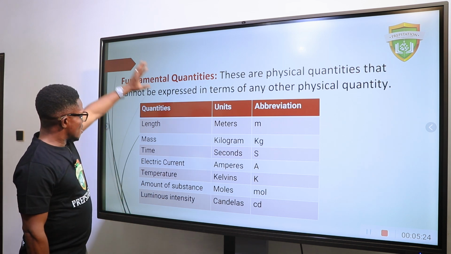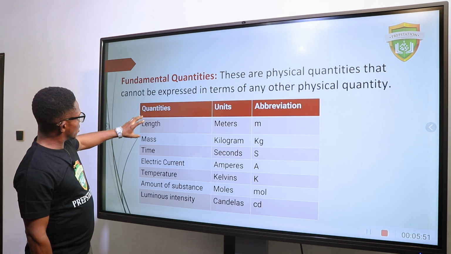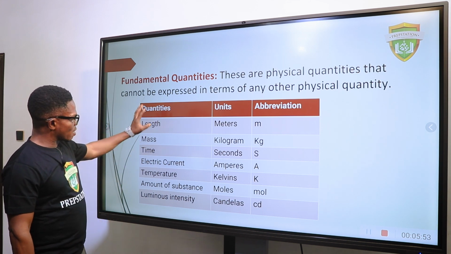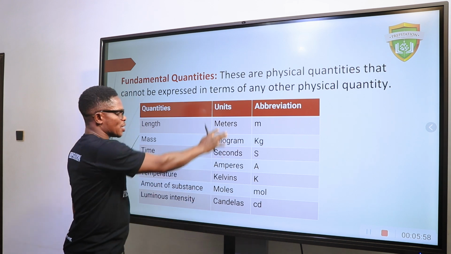So these are the standard fundamental quantities in science. Anywhere you go all over the world, these are the basic quantities. So we have the LMT. These three are the first standard. LMT means length, mass, time. Then we have electric current, temperature, amount of substance, then luminous intensity. So these 7 right here on the board are the basic fundamental quantities. And these are their units.